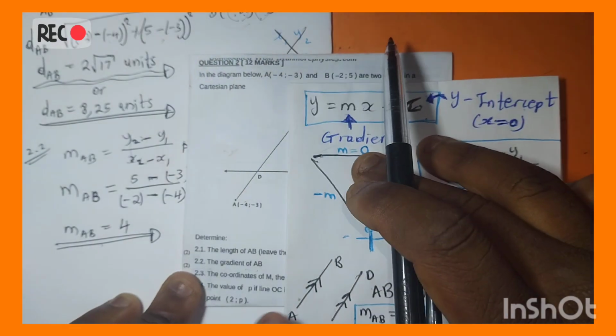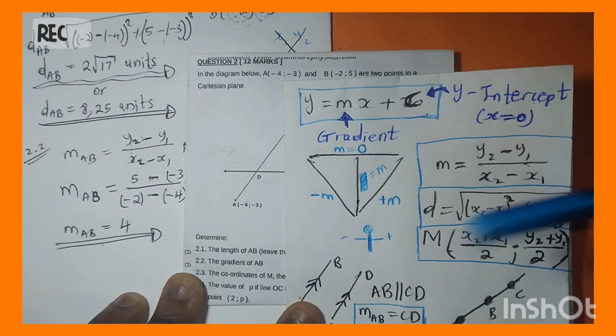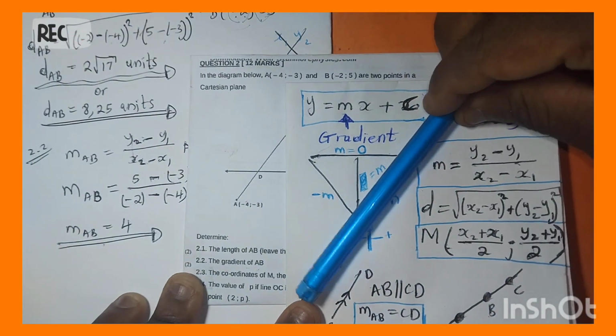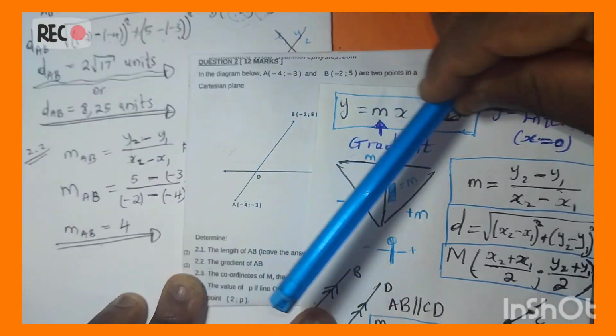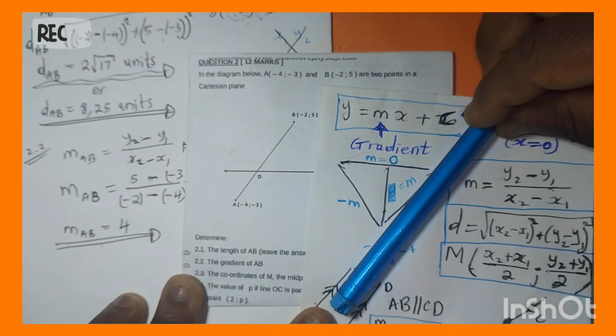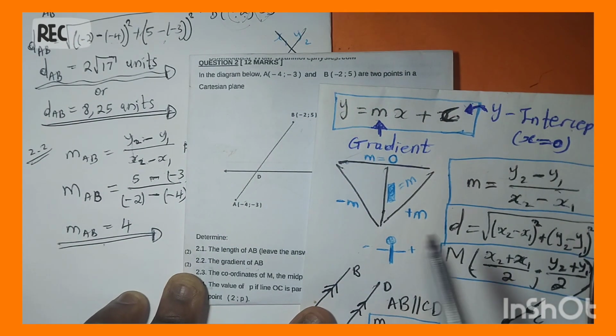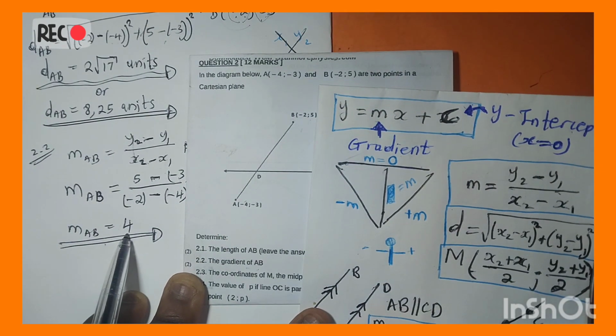And now let me show you something there. I told you that when the line is like this, it will have a positive gradient. As you can see, that line is like this there. It means that it has a positive gradient there, which is 4.